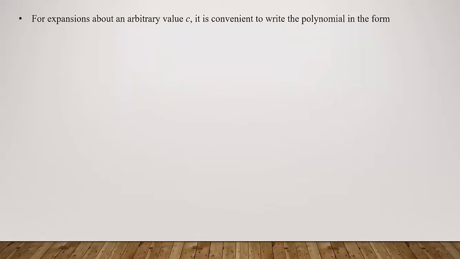So let's see where we're at. For any polynomial expansion about an arbitrary value c, it's convenient to write the polynomial in the following form. P sub n of x equals a sub 0 plus a sub 1 times (x minus c) plus a sub 2 times (x minus c) squared plus a sub 3 times (x minus c) cubed plus yada yada yada plus, I left out a plus in front of the a sub n, sorry, a sub n (x minus c) to the n. That's the general form of the polynomial. Should look somewhat familiar.